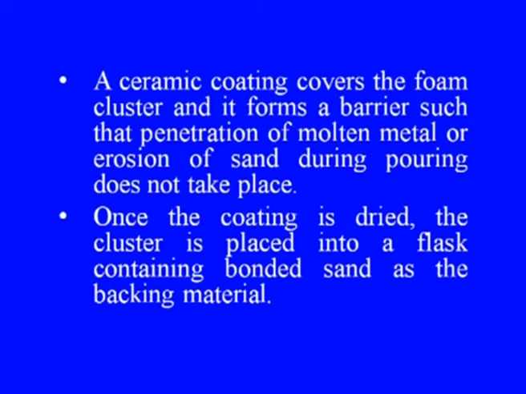In the mold, the steam cycle helps in fusing the beads together by full expansion. This step is again similar to the first step of the evaporative pattern casting process. The different sections of patterns are joined by gluing together and assembled. The gating system is also glued and attached in a similar fashion. A ceramic coating covers the foam cluster and forms a barrier, such that penetration of molten metal or erosion of sand during pouring does not take place.